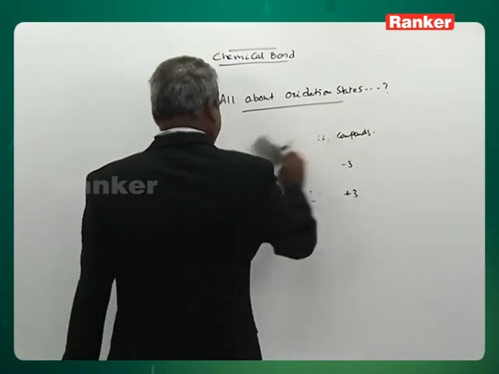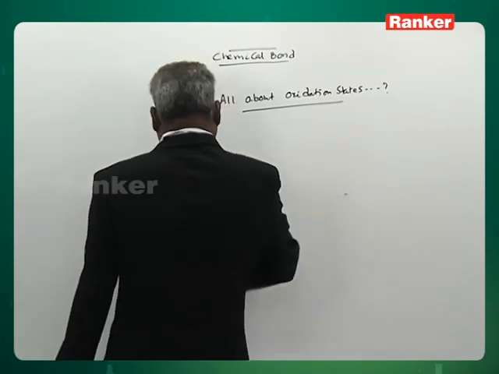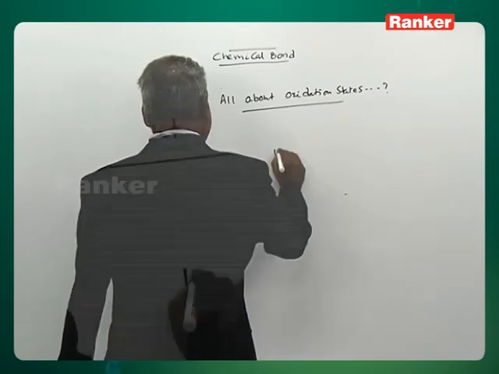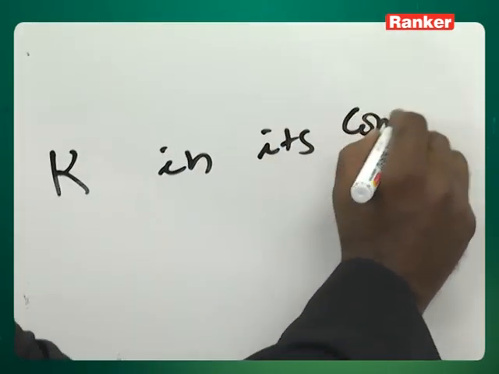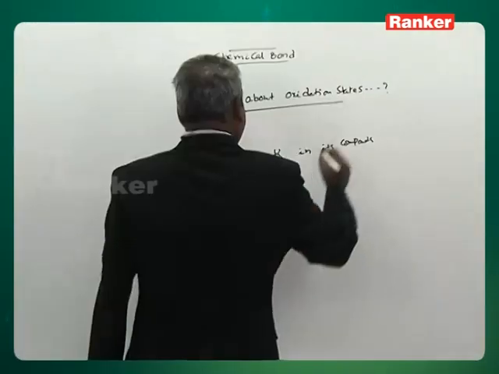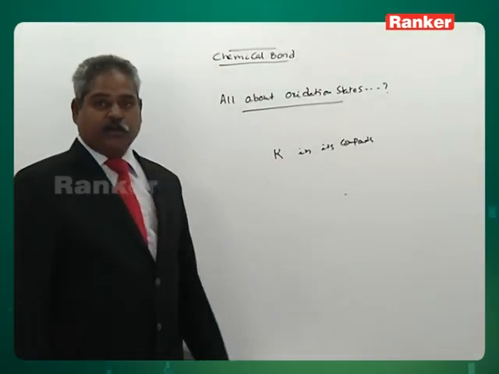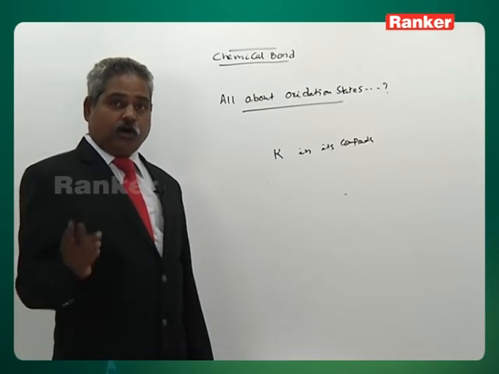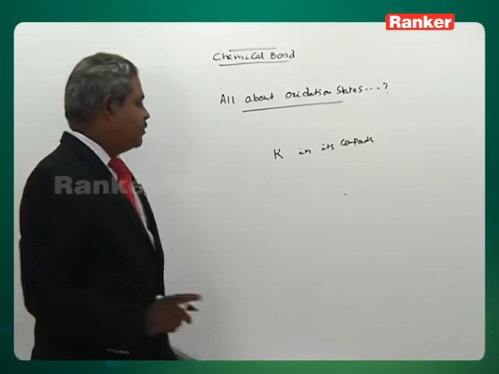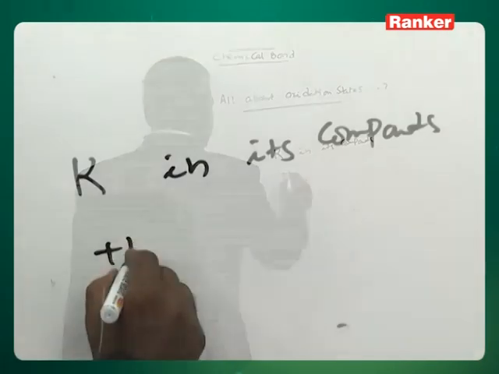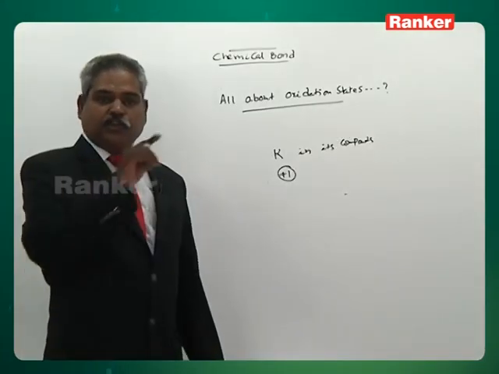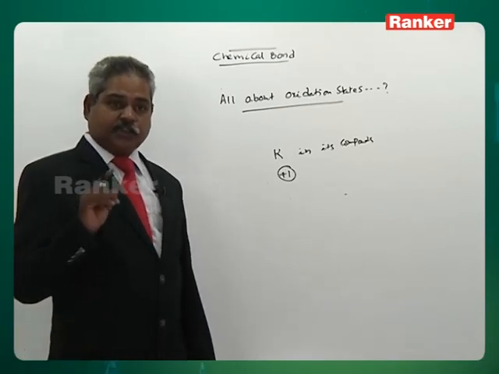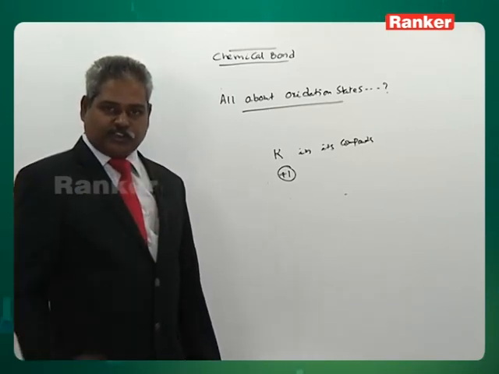But what is the oxidation state of potassium in its compounds? Potassium in its compounds. Now, you need not say it varies or it depends on which compound it is, because in all compounds of potassium, potassium is always plus 1. So it is fixed. Some elements have fixed oxidation states, whereas some elements don't have fixed oxidation states.